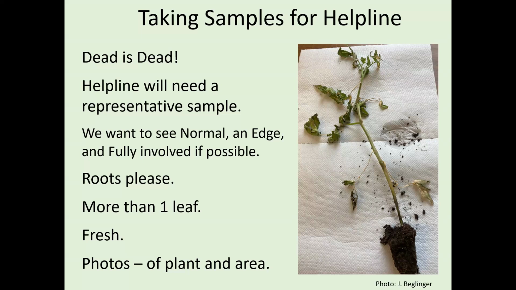One reason is because once the plant dies, a lot of fungus starts moving in to actually break down the dead plant. So they can actually be covering what was originally wrong with your plant. So we would like a representative sample. We want to see part of the plant that was normal. And then we want to see the area where the disease has started, we call that the edge. It's between the normal and the fully involved. So if you can bring us a branch that has that whole thing going on, that's the perfect sample.